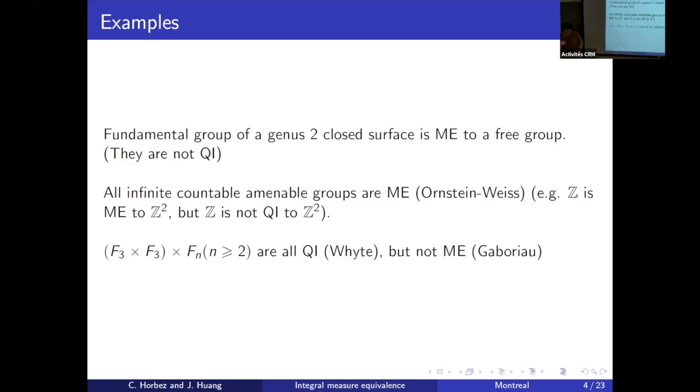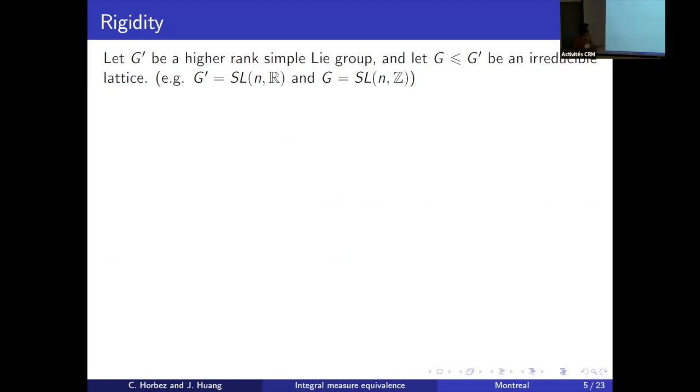But I also want to say there are other examples of groups which are QI but not ME. The simplest examples come from some right-angled Artin groups. These right-angled Artin groups are all quasi-isometric to each other, but they're not all measure equivalent to each other, because of considerations coming from L2 Betti numbers. So this basically shows that in general we should not expect any relation between them. But if you add some more conditions, there are actually interesting relations between them. Now I also want to mention some rigidity results.